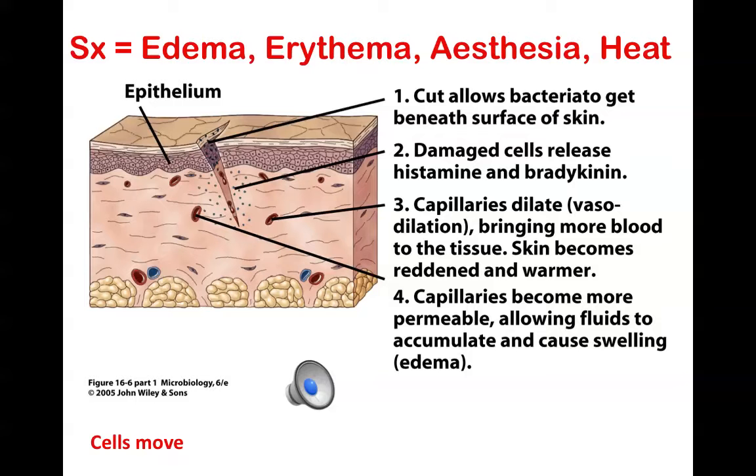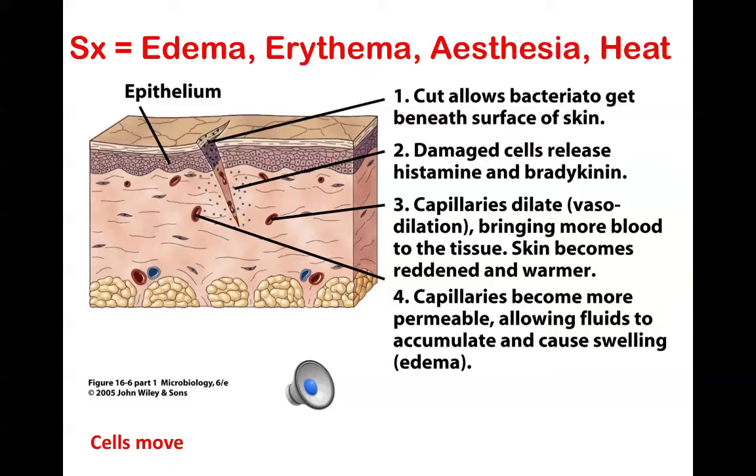The idea, of course, the reaction, is to bring more blood and oxygenation to the tissues for healing and the white blood cells that are going to be part of the cleanup process. As a result of that vasodilation, though, the skin becomes reddened or erythematous and warmer. We see that increase in temperature.